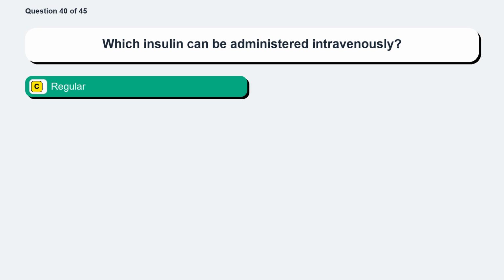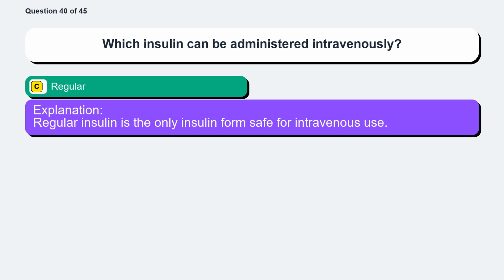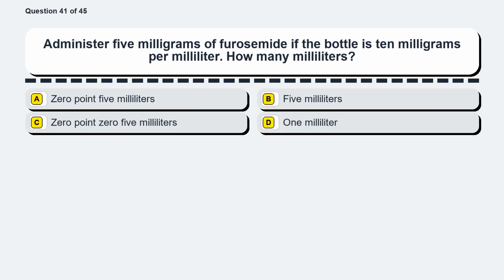The correct answer is option C. Regular. Regular insulin is the only insulin form safe for intravenous use. Question 41. Administer 5 mg of furosemide if the bottle is 10 mg per milliliter. How many milliliters? Option A, 0.5 milliliters. Option B, 5 milliliters. Option C, 0.05 milliliters. Option D, 1 milliliter.